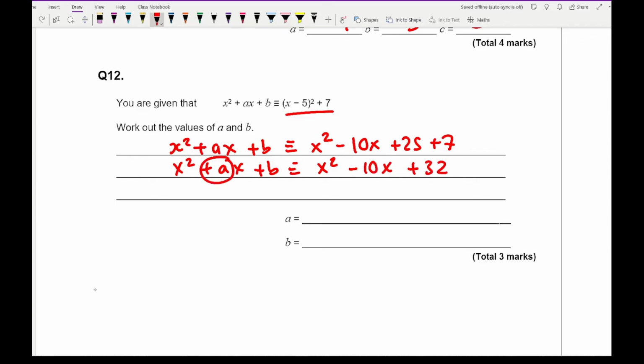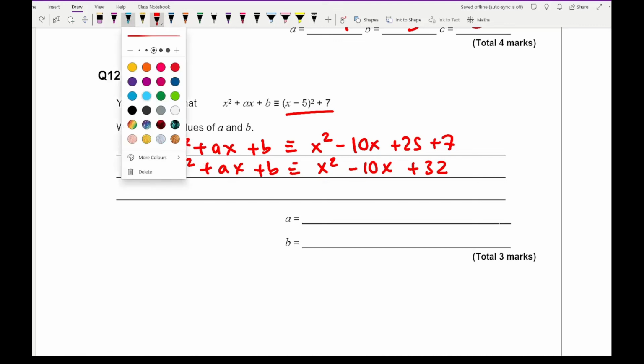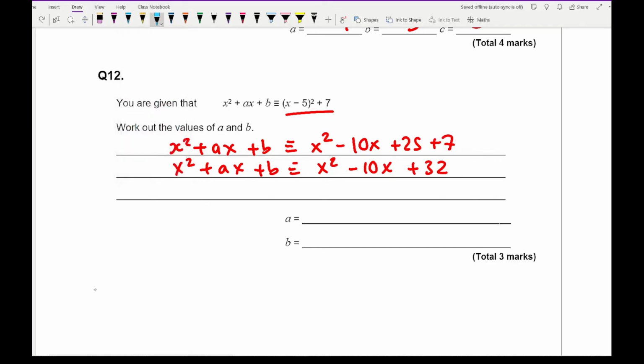So let's do a different colour though. So here we've got, is my pen working? Yes it is. So here we've got a equals minus 10 and b, positive b, equals 32.